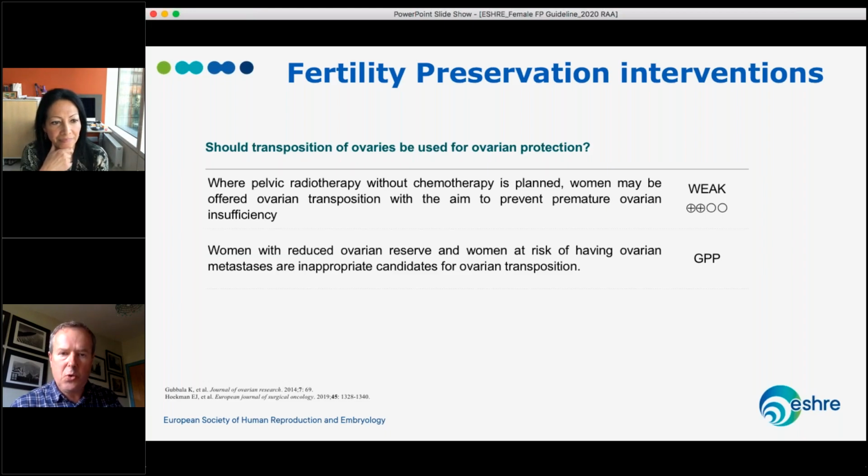Transposition of ovaries is always going to be another potential option for intervention as prevention. Again, the evidence here is largely very weak, and we felt there were situations, such as women with a reduced ovarian reserve or where there was potential for ovarian malignancy, that were probably inappropriate situations for this intervention.